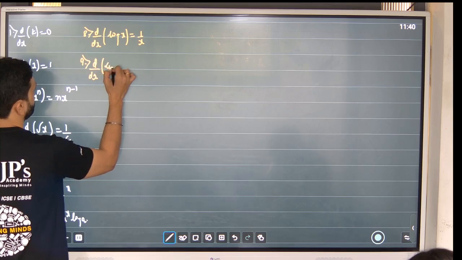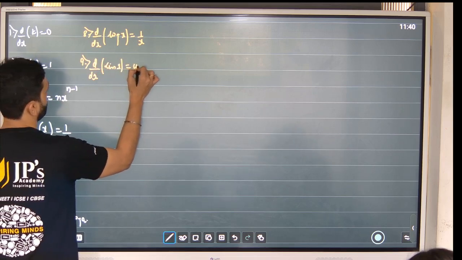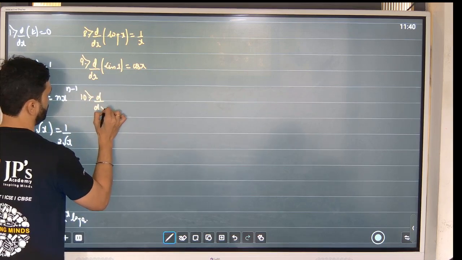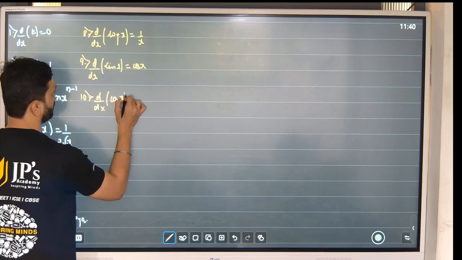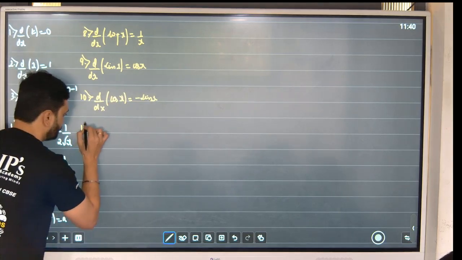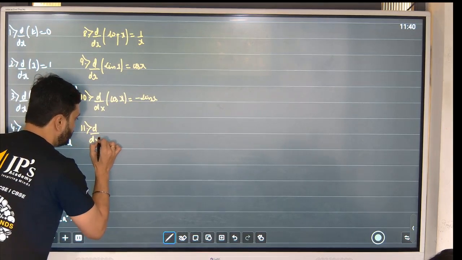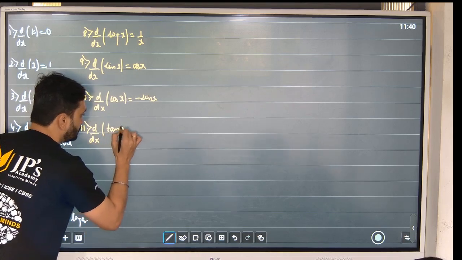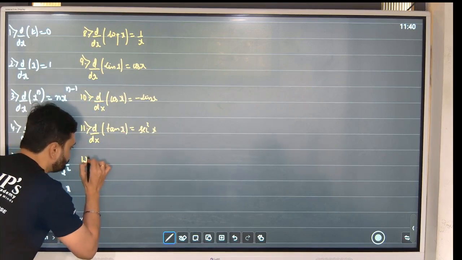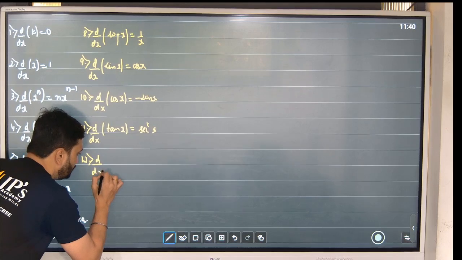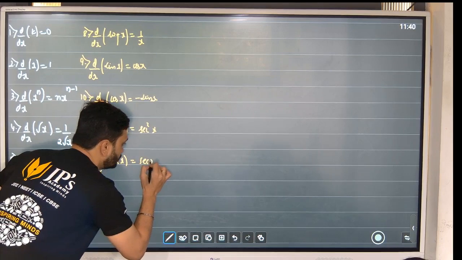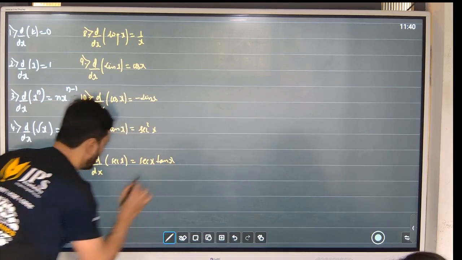dy/dx of sin x is equal to cos x. dy/dx of cos x is equal to minus sin x. dy/dx of tan x is equal to sec square x. dy/dx of sec x is equal to sec x tan x.